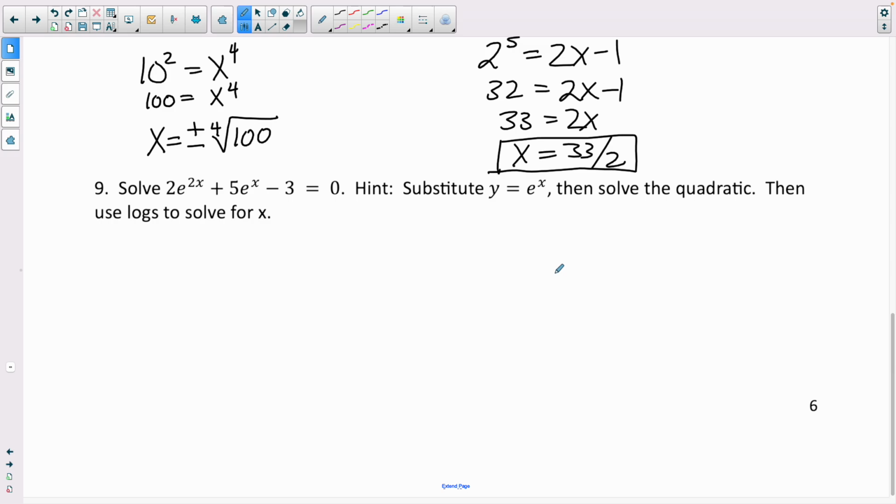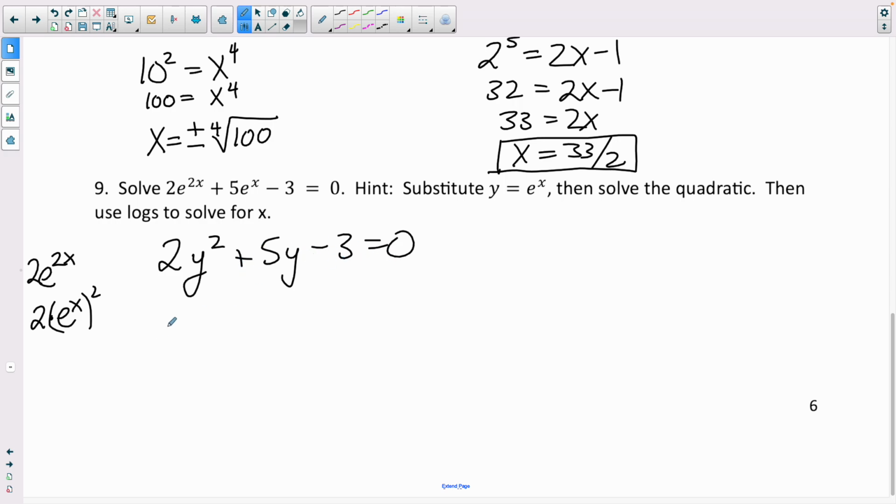All right, and number 9 is a little bit of a challenge. So solve 2e to the 2x plus 5e to the x minus 3 equals 0. So I'm going to substitute y equals e to the x. Wherever I see an e to the x, I'm going to substitute it with a y. Because e to the 2x I could rewrite as 2 times (e to the x) squared, right? These are equivalent, which then allows me to write 2y squared plus 5y minus 3 equals 0.